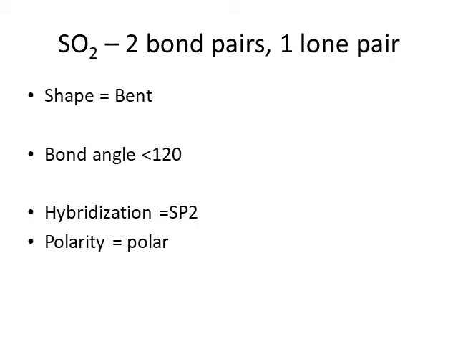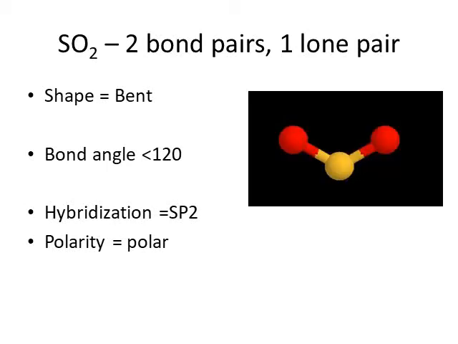We conclude that the sulfur dioxide molecule has 2 bond pairs and 1 lone pair. So, it takes the bent shape due to the presence of 1 lone pair that repels each of the 2 bonds, making the bond angle less than 120 degrees. What about hybridization? We have 3 groups, 2 bond pairs and 1 lone pair, so it becomes sp2 hybridization. It is also a polar molecule due to the presence of a lone pair.